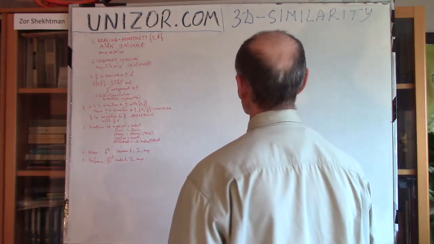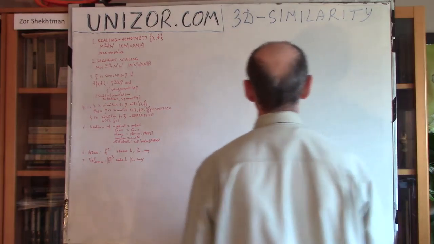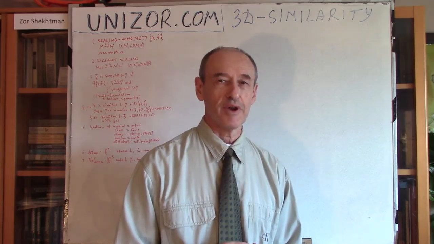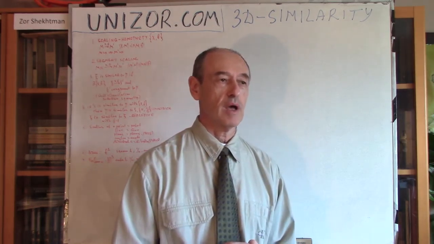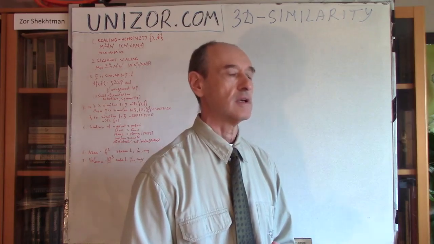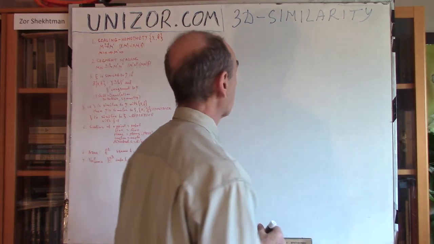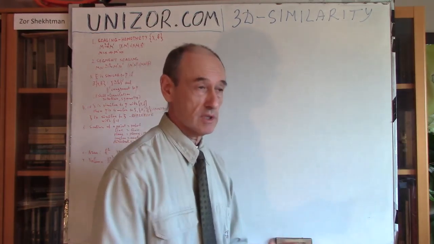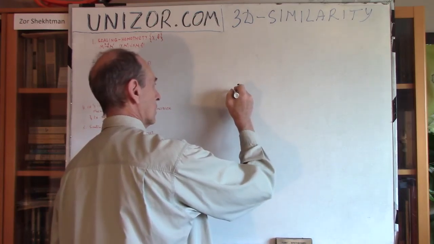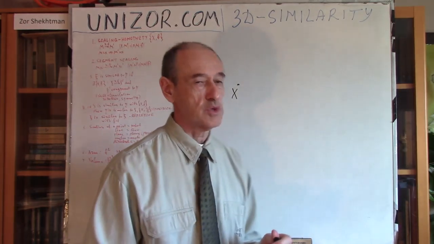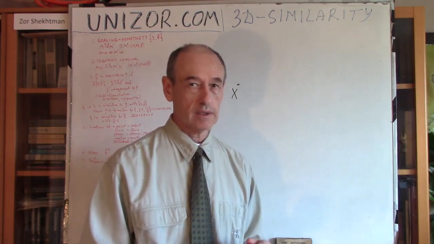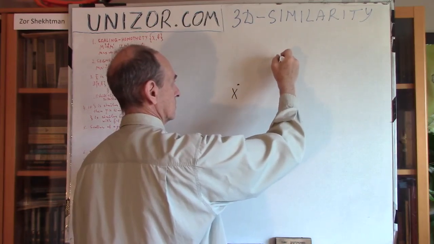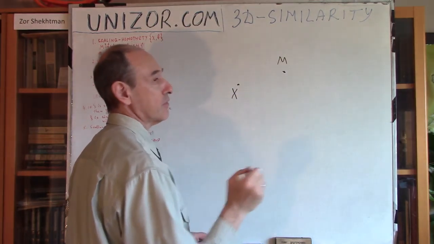Now, 3D similarity. So first of all, we introduce a concept of scaling. Sometimes there is another very scientific sounding name, homothety, I think. So scaling is kind of a simpler word, and basically what it means is the following. We're talking about three-dimensional space. So first of all, you have to have a point, let's call it X, which is a center of scaling. Then, for any other point in the space, we do the following.